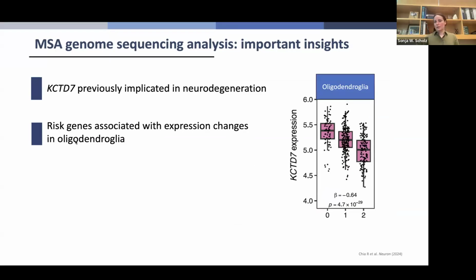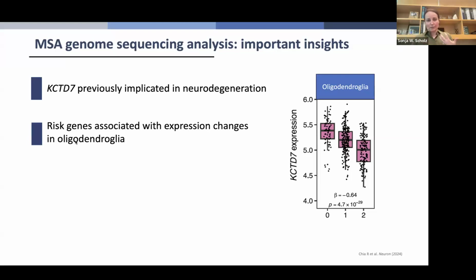It's a gene that actually has been implicated in neurodegeneration previously. There's a rare neurological disease where you have complete loss of that gene, where children, very young children, have this really devastating neurodegenerative disease. In multiple system atrophy, we see that there are decreased levels of the transcript coming off that gene in the oligodendroglia, which is exactly where the pathology is happening in multiple system atrophy.